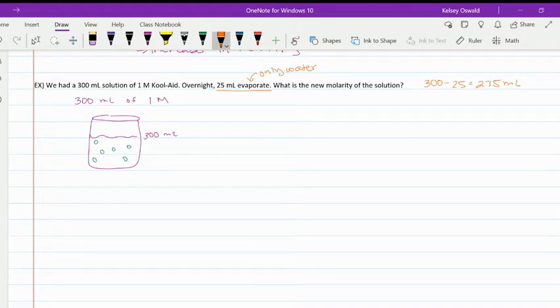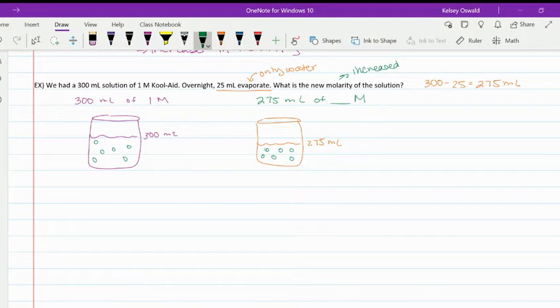So when we have this evaporation, the new volume of our solution is only going to be 275 milliliters, because 25 milliliters left. So that means the 6 particles of Kool-Aid that we had are now going to be more compact. So our concentration is going to go up. And we want to find what that new molarity is going to be. Since our amount of water decreased, those Kool-Aid particles are more compact now, so our concentration is going to increase.